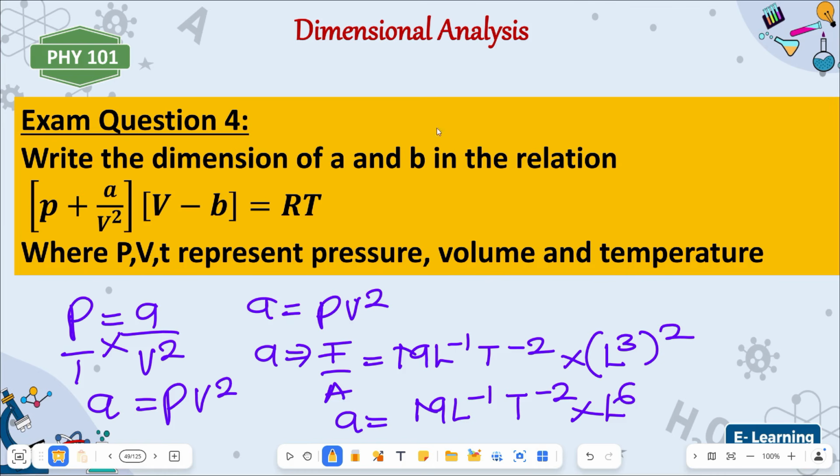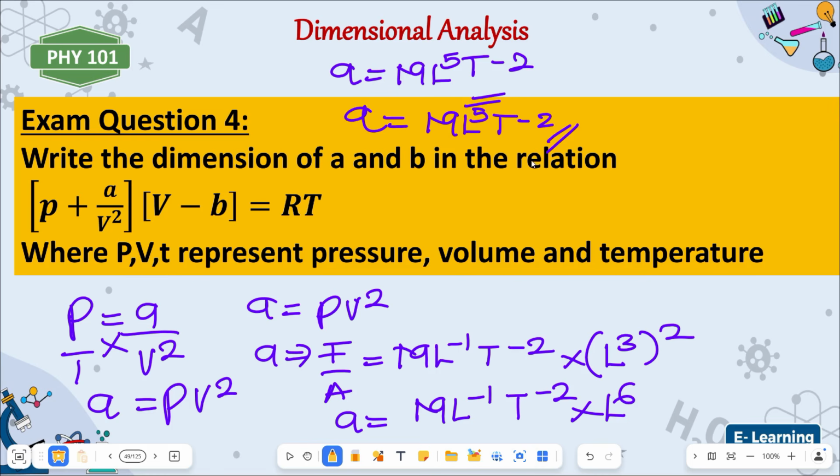If they come together, my dear students, our A will be ML minus 1 plus 6, which will give us 5. You know why it's minus 1 plus 6? Because these two things are equal. So you collect 1 and then add the power. Multiplication is in between there, which is minus 1 plus 6. Minus 1 plus 6 will give us 5. And then T minus 2. So your A is what? ML raised to the power of 5, T minus 2.